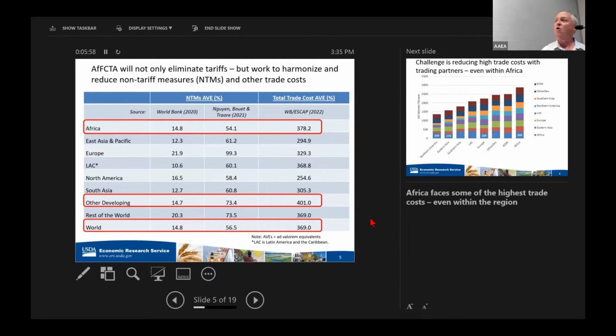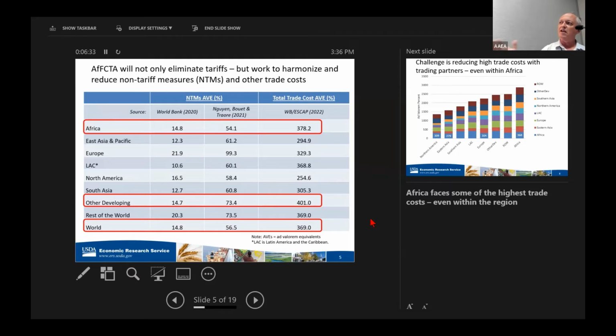But what's really more striking about some of this data is you see that the main issue for Africa are the total trade costs, and these are just other trade costs aside from NTMs. And we also see some of the projections that have been done using GTAP in lowering NTMs. You do, of course, get more of an impact in NTM reductions than you do in tariff reductions, but you get even a bigger impact if you improve trade facilitation, lowering logistics costs, improved infrastructure, and that sort of thing.